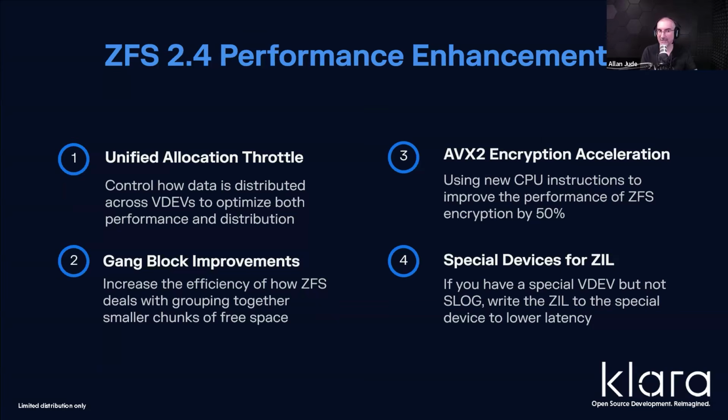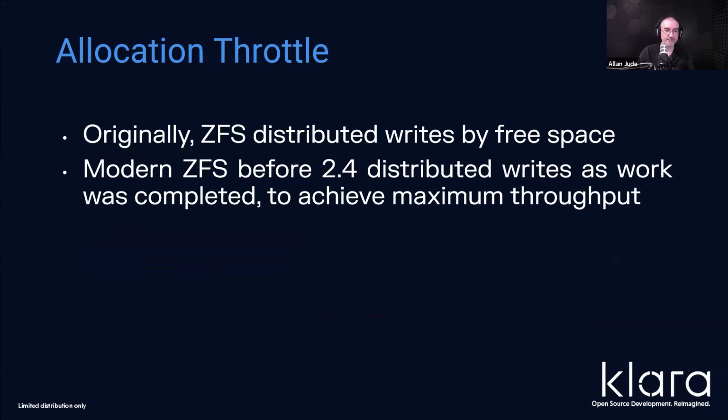And that is definitely worse and it causes competition. Whereas with this feature, if you have a special device and don't have a separate log device, we will just put the ZIL on the special device and you don't have to do a bunch of under-the-hood stuff to try to trick ZFS into doing what you want. So let's move on to the allocation throttle.